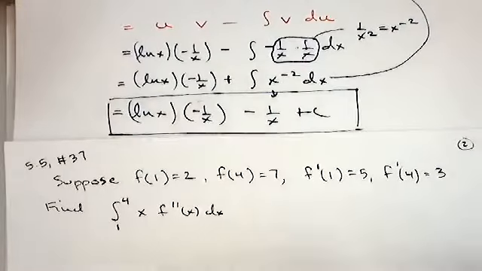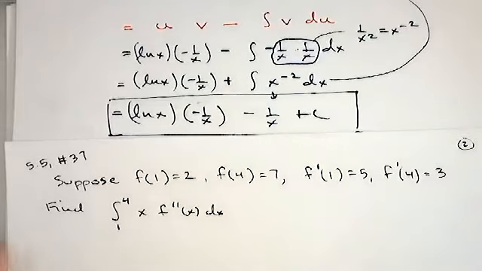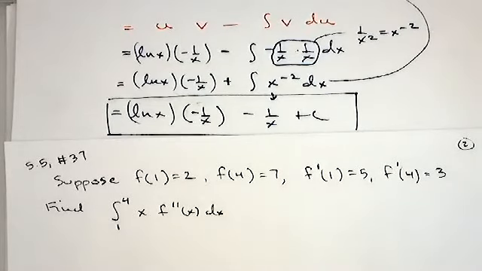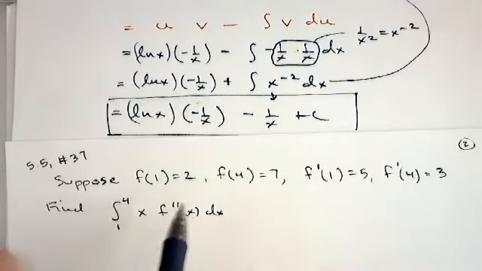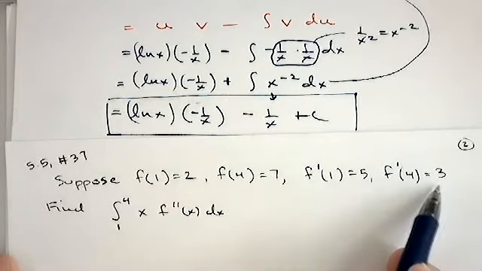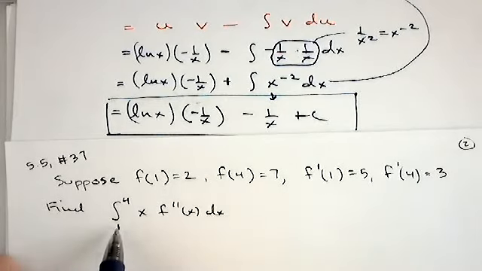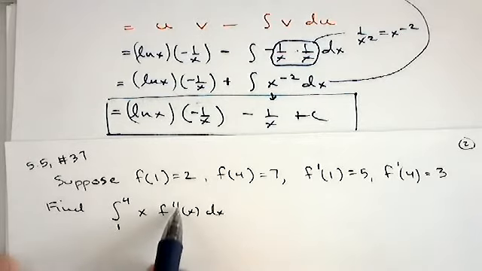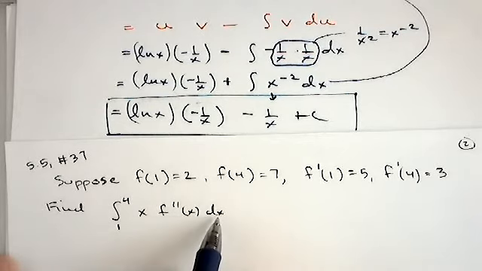It wasn't one of the problems that was suggested, but it still struck me as one that could be a type of thing where it really shouldn't take that long. And it's assessing the same skill, but just in a different way. This is number 37 in 5.5. So suppose you had all of this information and you were asked to find the integral from 1 to 4 of x times f double prime of f of x.